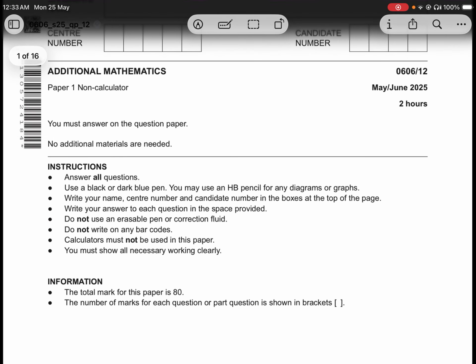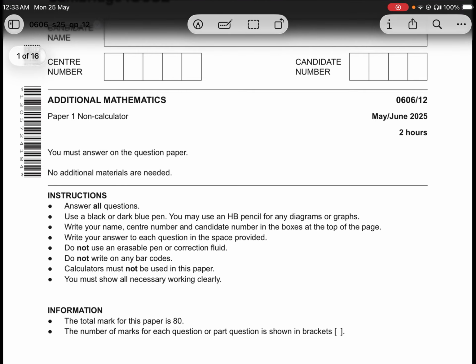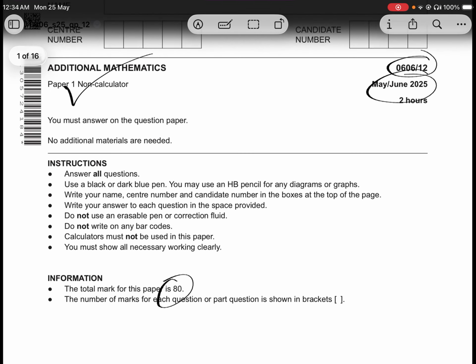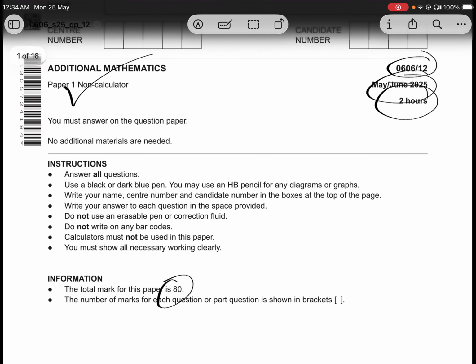In today's paper, I am going to solve 0606/12, I mean paper 1, variant 12, May June 25, non-calculator paper. Our full marks is 80 and time is 2 hours.